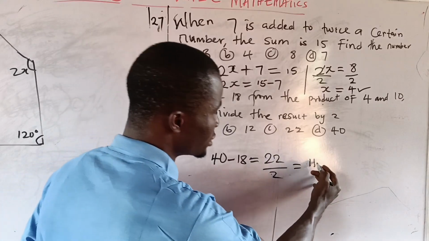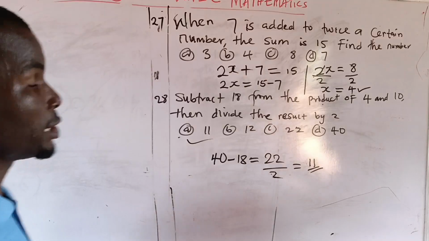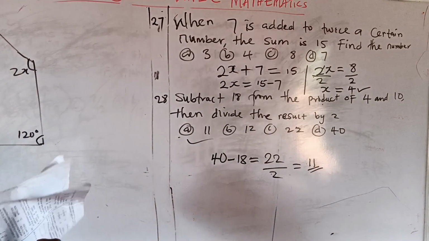2 in 2 is 1. So our answer is 11. Let's check. Option A is the right answer. Now let's go to question 20.